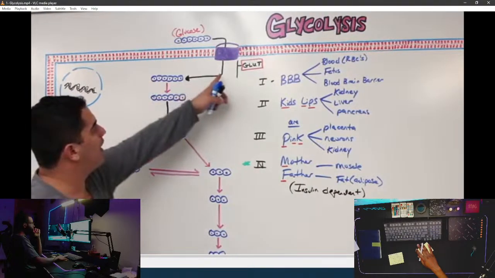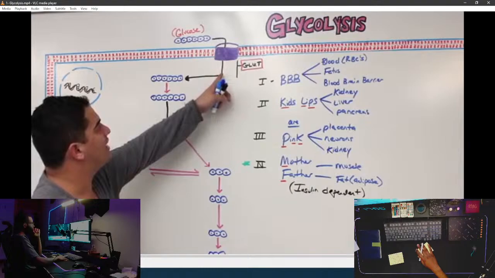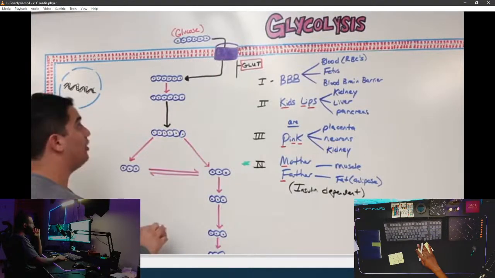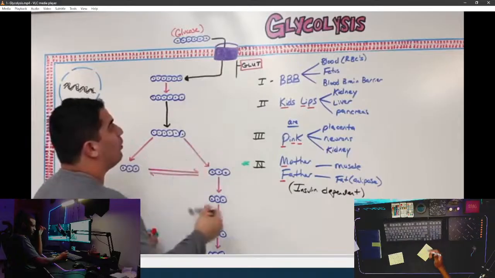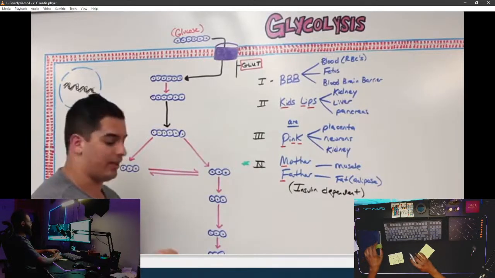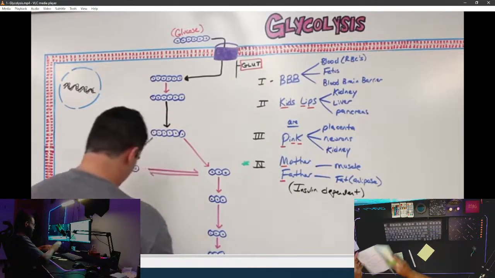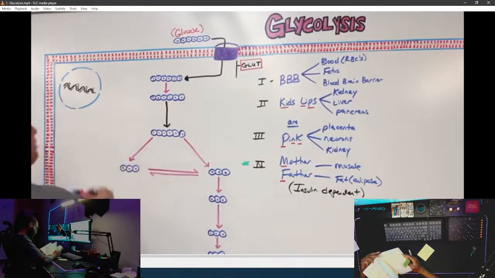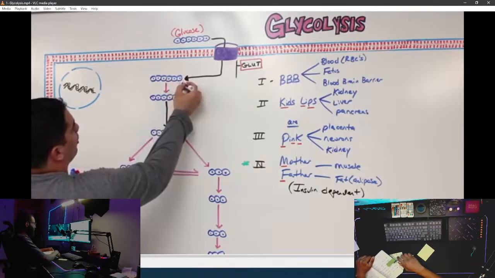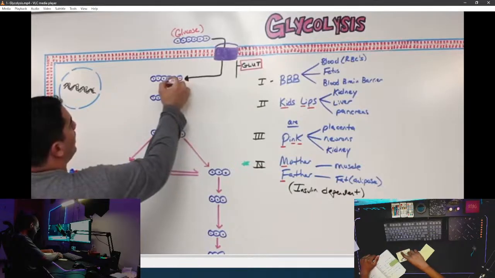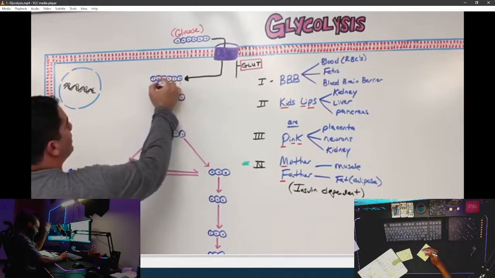So, because remember what I told you, this is actually bidirectional. So at the same time, glucose could move out. To prevent this glucose from moving back out, we have to put something on it to prevent it from moving. So what we do is we put a special molecule. Phosphate. So let's say that this is carbon number 1, 2, 3, 4, 5, 6.